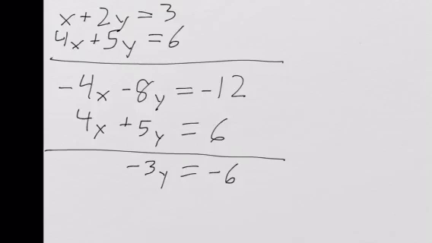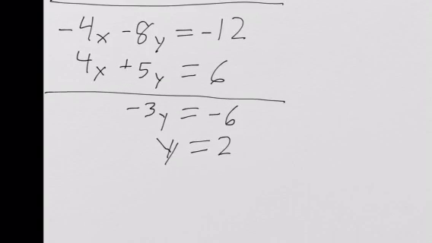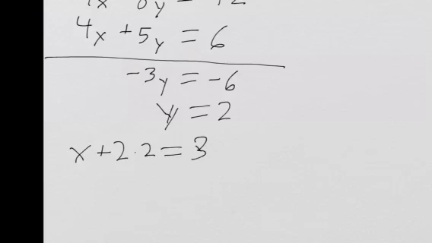I divide both sides by negative 3, and I get y equals 2. And now again, I'm going to plug it into one of my original equations. Probably the easiest one to work with is the first one. So I have x plus 2 times 2 is equal to 3. 2 times 2 is 4, and I can subtract that from both sides, and I get x equals negative 1.